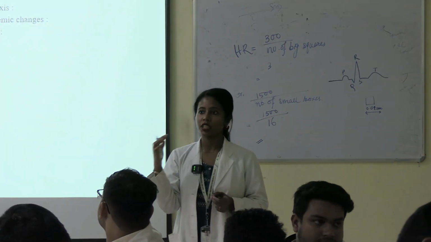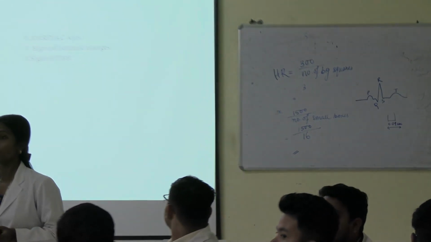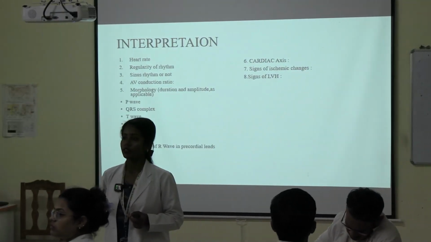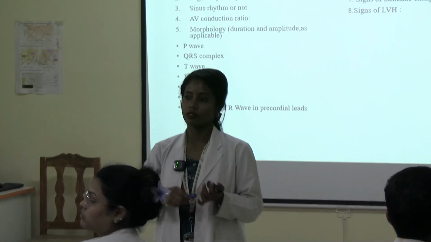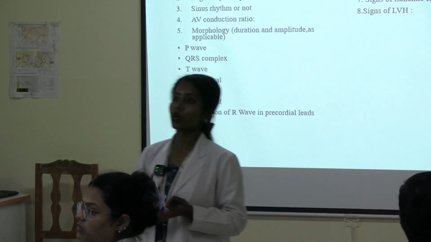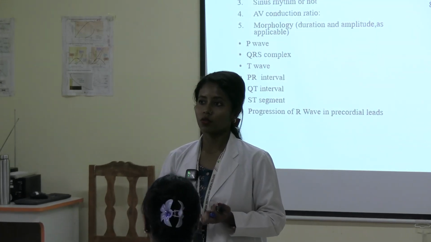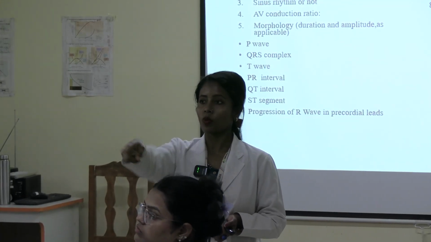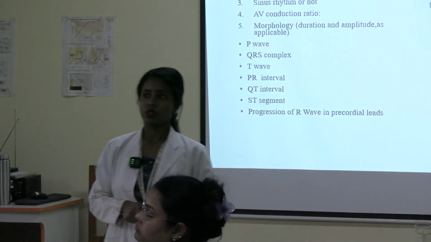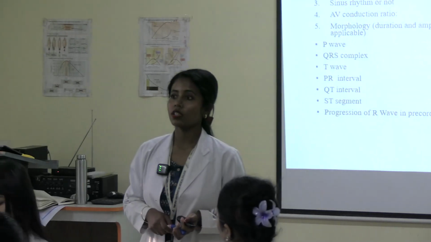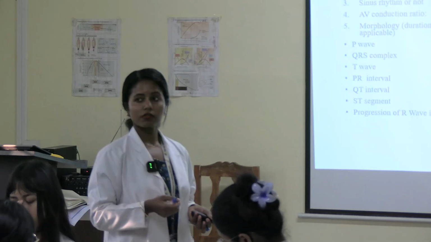And for the amplitude, can you understand what I'm saying? How to calculate the P wave duration? One small box, what is its duration? How many small boxes are there in the ECG lead? 2. So it will be 2 into 0.04. How much is it coming? 0.08 second. Okay.